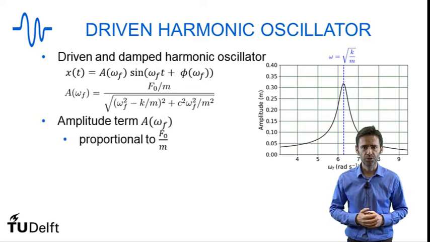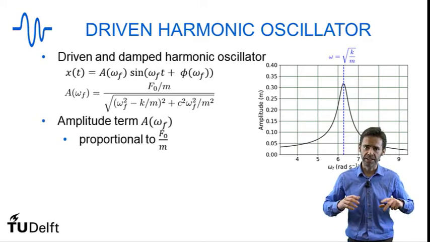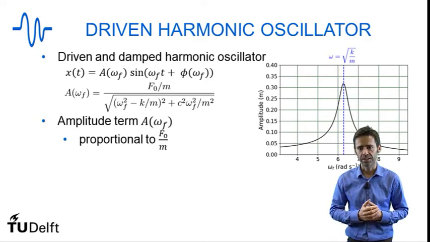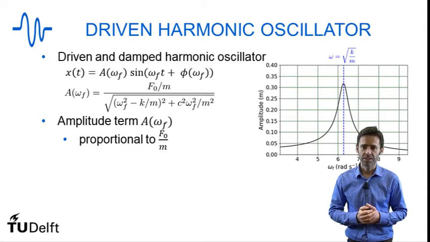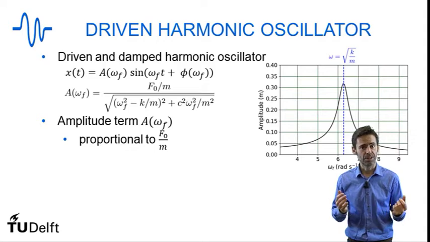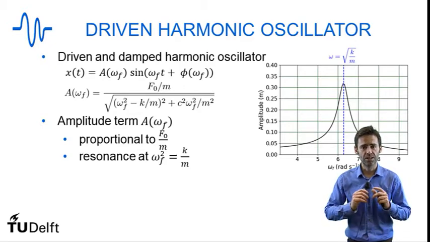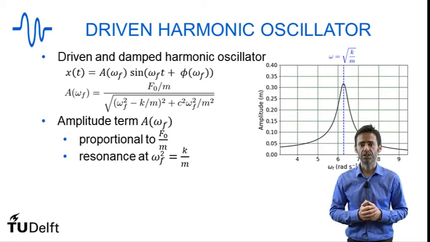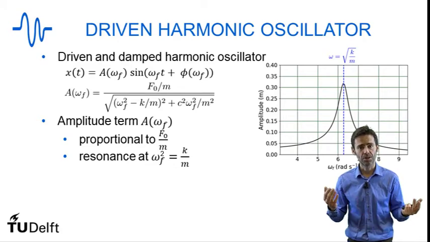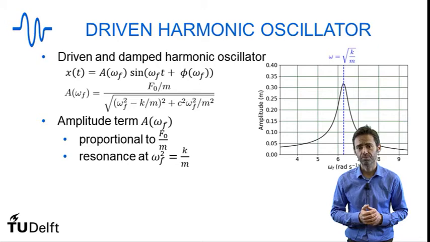It's proportional to F0 over m. That's essentially the acceleration I give it whenever I drive it. Secondly, there's a term in the denominator, omega f squared minus k over m, squared, that can become 0. If that becomes 0, then essentially we're in the condition of resonance. That means that omega f squared is equal to k over m. So the driving frequency is equal to the natural frequency. And then the amplitude, of course, becomes large if this term is 0.